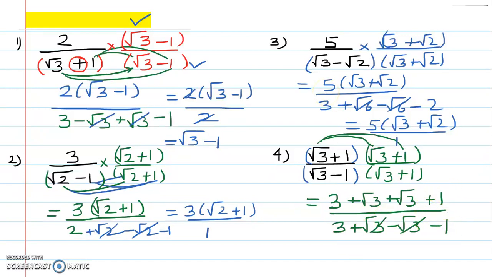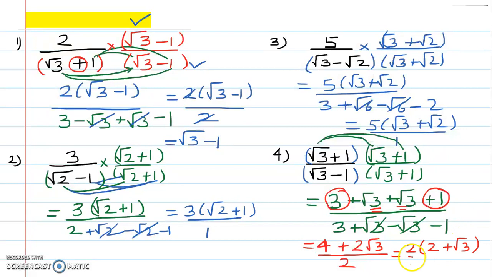So what happens? This plus 1 and this plus 3 becomes 4. This root 3 and this root 3 becomes 2 root 3. Like 1x becomes 2x, so 1 root 3 becomes 2 root 3, and 3 minus 1 becomes 2. Okay, so here and here you can take 2 outside common. So it is 2 plus root 3 over 2, and this is cancelled out. So your answer is 2 plus root 3.